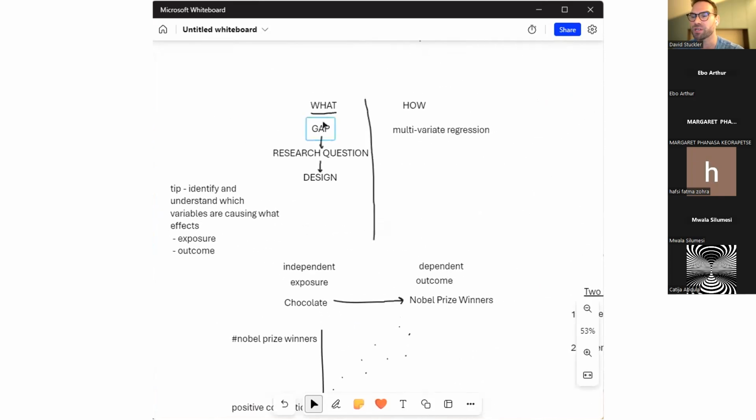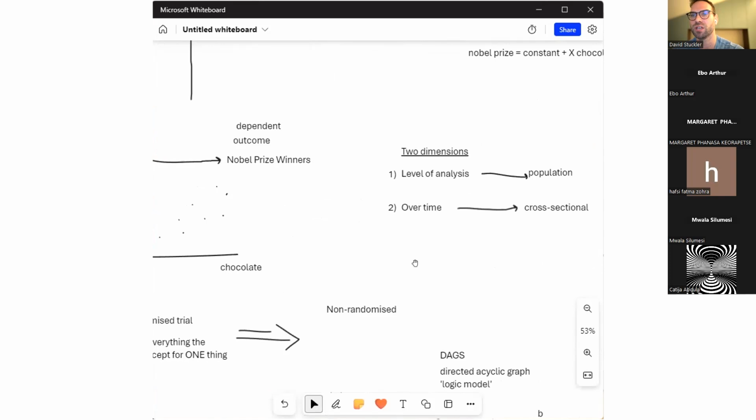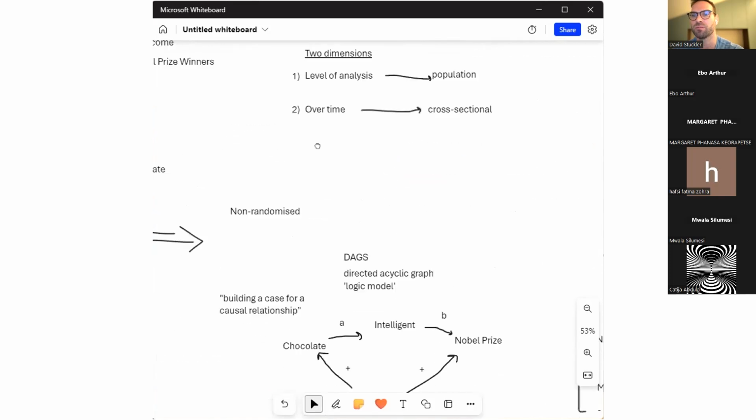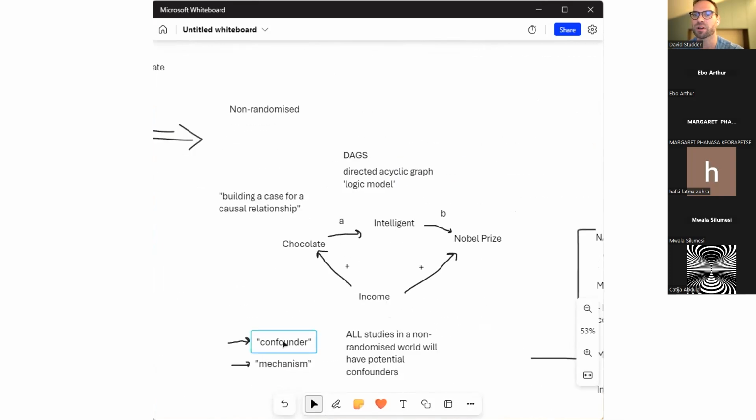Figure out what the gap is, figure out what the research question is. We've got a dedicated training on the gap. If you don't know what the gap is, the research question should follow from the gap, and your design should follow from the research question. In your design, you need to figure out this DAG, and you need to think hard about confounders and mechanisms. All of you should have a DAG in your quantitative analysis. I repeat, all of you should have a DAG in your quantitative analysis.